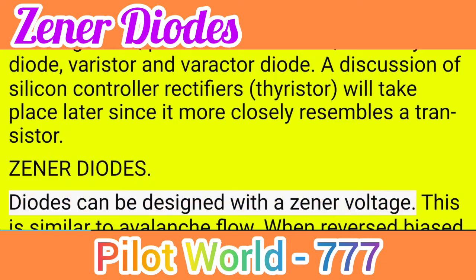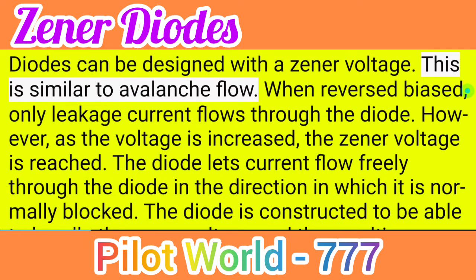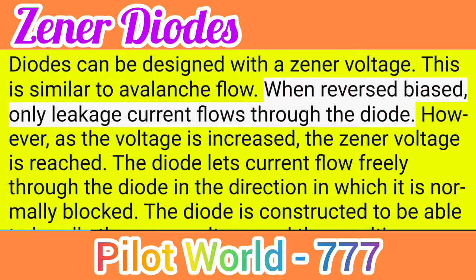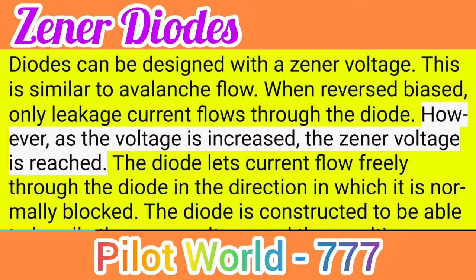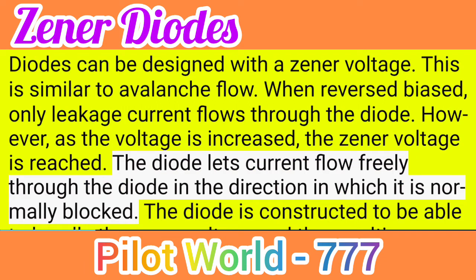ZENER diodes. Diodes can be designed with a ZENER voltage. This is similar to avalanche flow. When reverse biased, only leakage current flows through the diode. However, as the voltage is increased, the ZENER voltage is reached. The diode lets current flow freely through the diode in the direction in which it is normally blocked.